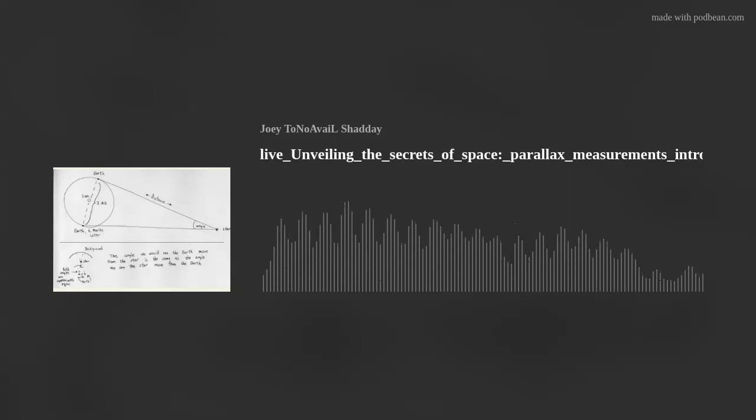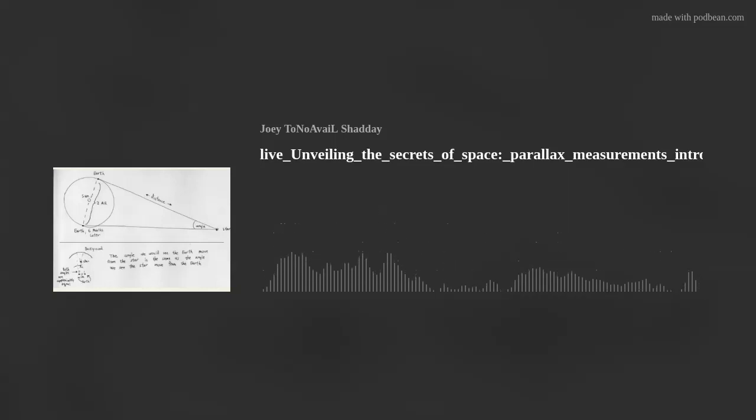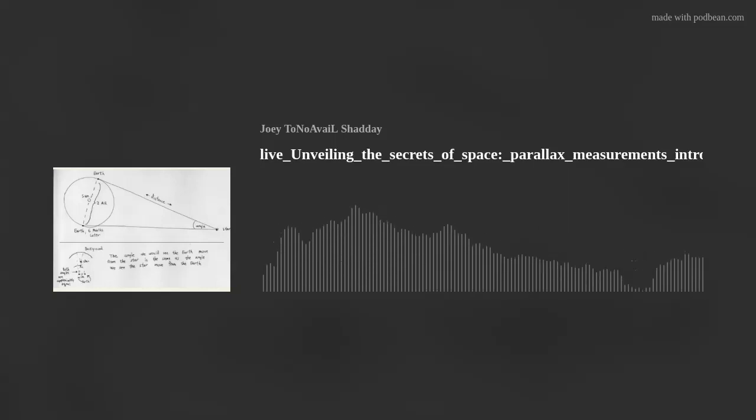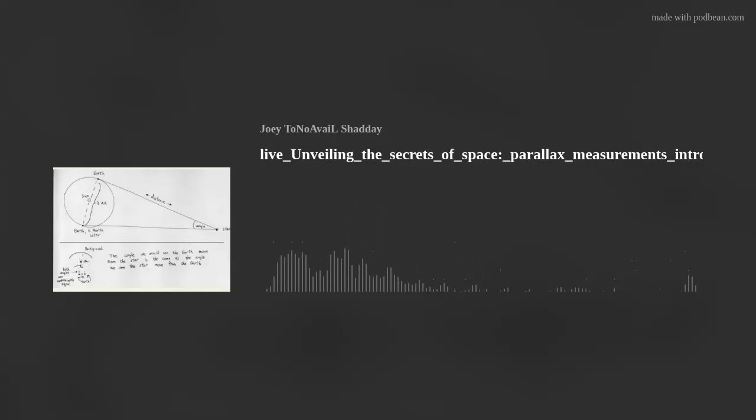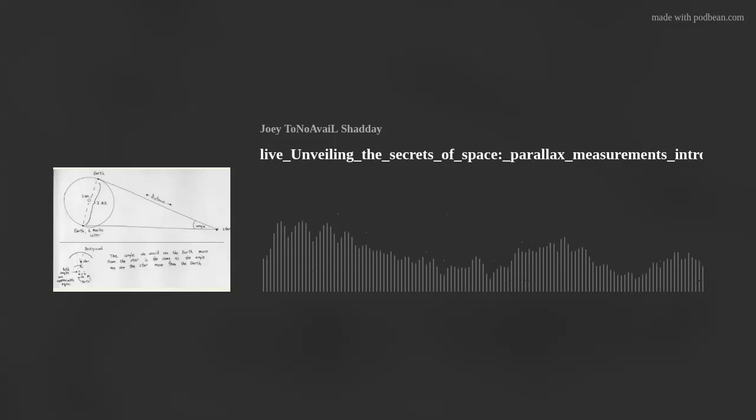Now, the parallax formula. The parallax formula, which connects various components, helps us determine the distance to the celestial object. It is as follows: distance in parsecs equals 1 over the parallax angle in arc seconds.